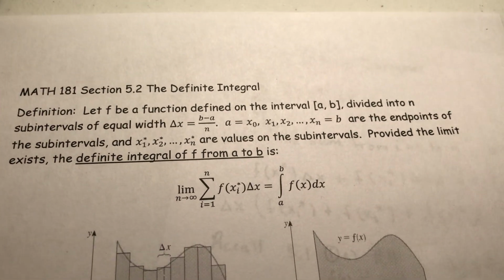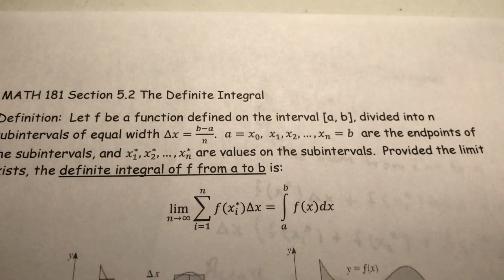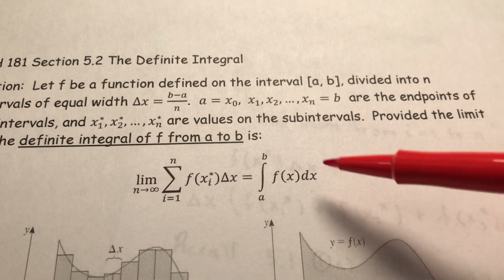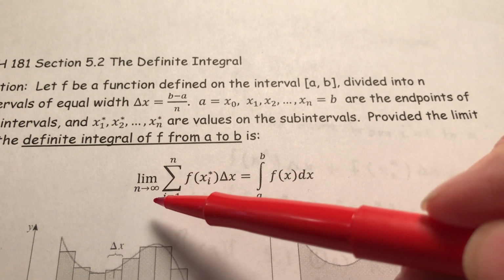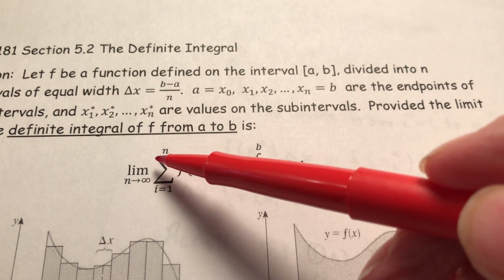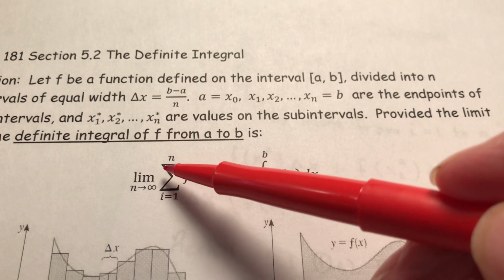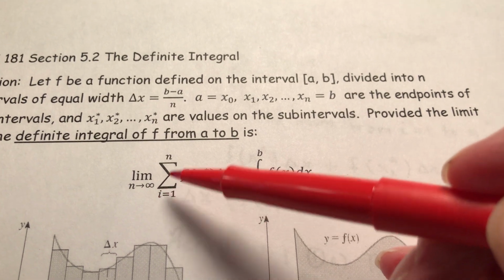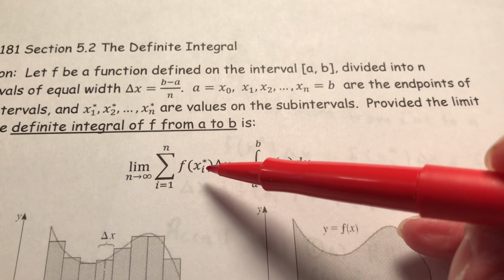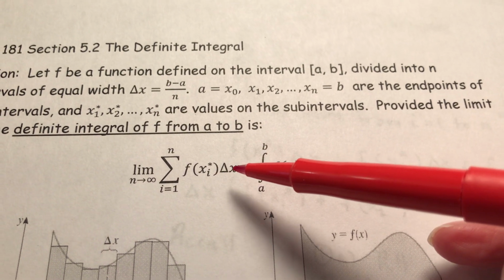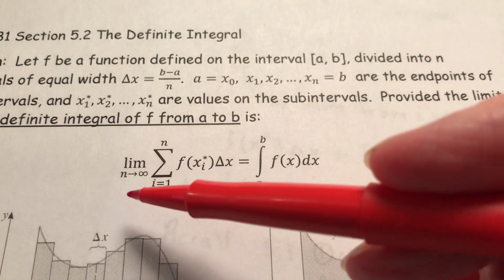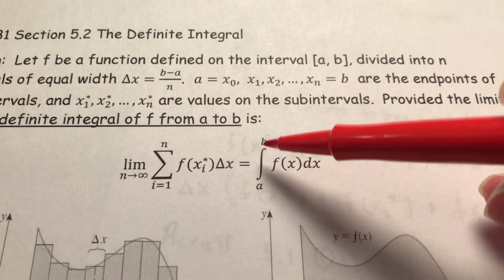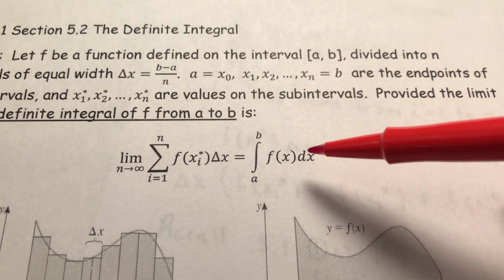Provided the limit exists, the definite integral of f from a to b is, and I put it on this side, the integral from a to b of f of x dx is equal to the limit as n goes to infinity of the sum, that sigma, that's the Greek letter sigma, with a lower bound i equals 1 to n of f of x sub i star, delta x. When you take a limit of a sum, it becomes, that's where that S comes from, for sum, from a to b, and that's called an integral of f of x dx.